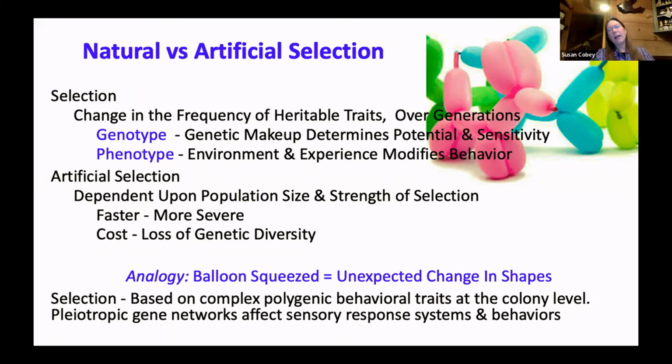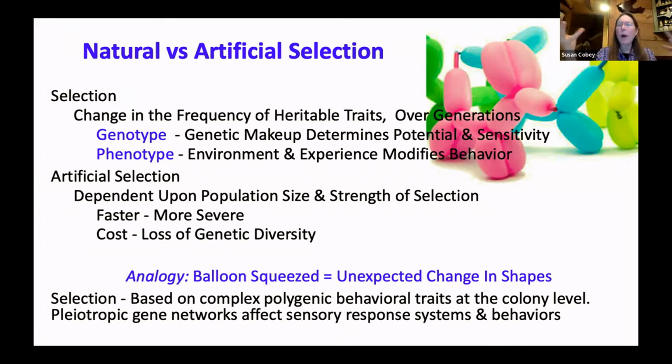The analogy I really like is Rob Page's balloon. He uses this a lot, where you take a balloon. I don't know if you guys have ever made those little balloon animals. You push something here and something else pops out in a different place that you didn't expect. That's really what these traits are like.